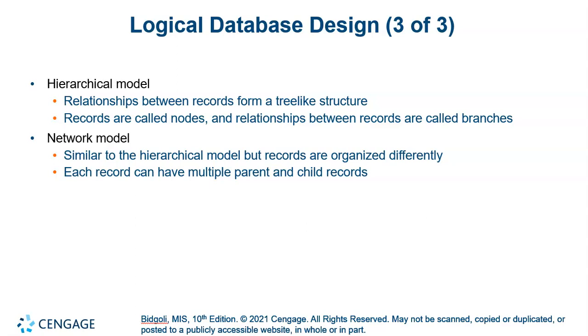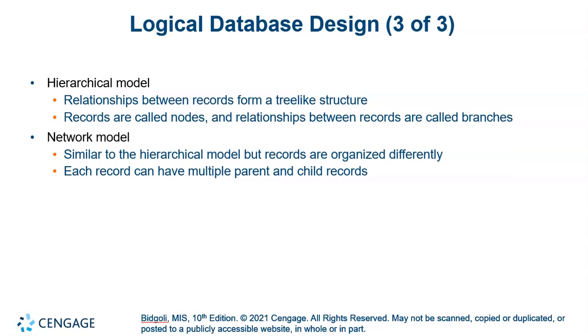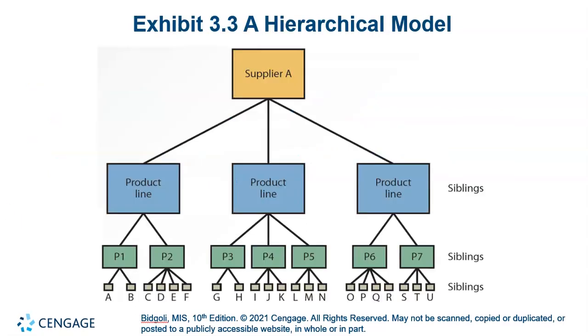Database design can be in a hierarchical model where we show relationships between records and it looks like a tree. We have two slides that we're going to look at real quick. And then the network model, where they're organized differently, but each record can have multiple parent and child records. If we go to the next slide, in our hierarchical model, we have supplier A goes down to the siblings for product lines, and then we have the siblings for each individual product 1 through 7, and that goes down and down and down. It's a very straightforward tree-like model.